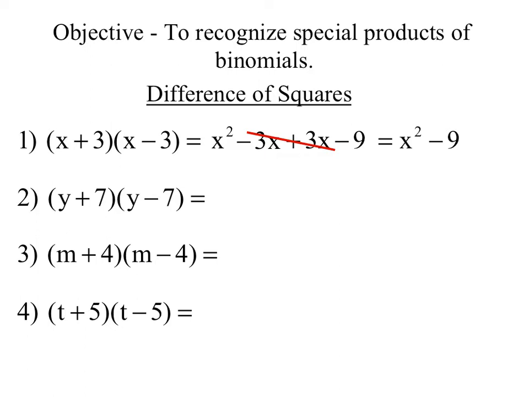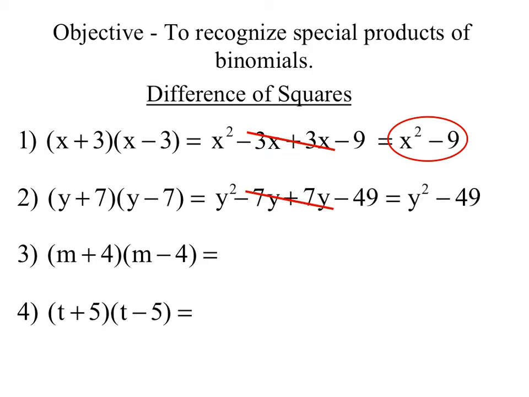Notice y times y is y squared, y times negative 7 is negative 7y, positive 7 times y is 7y, and positive 7 times negative 7, again, same situation. Negative 7y, positive 7y, they negate each other, and we're left with y squared minus 49. All right, I want you to start looking for a pattern here.